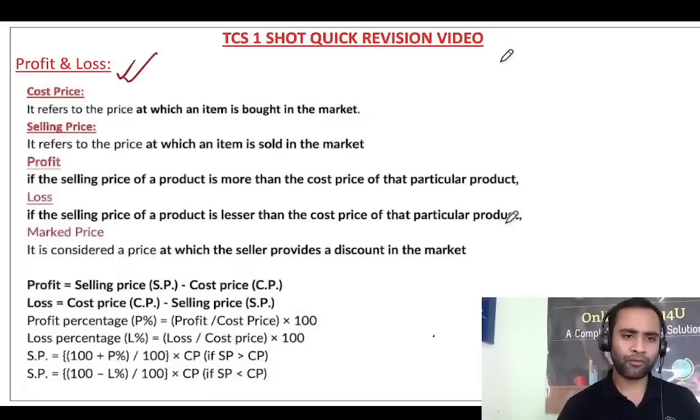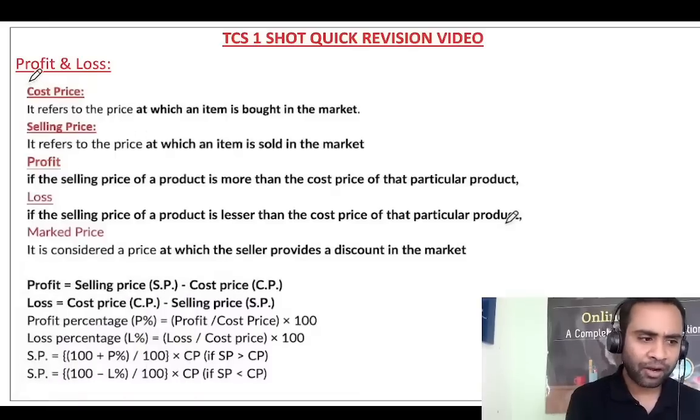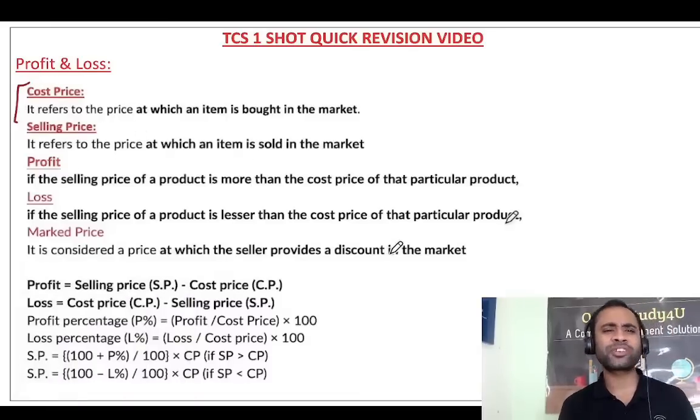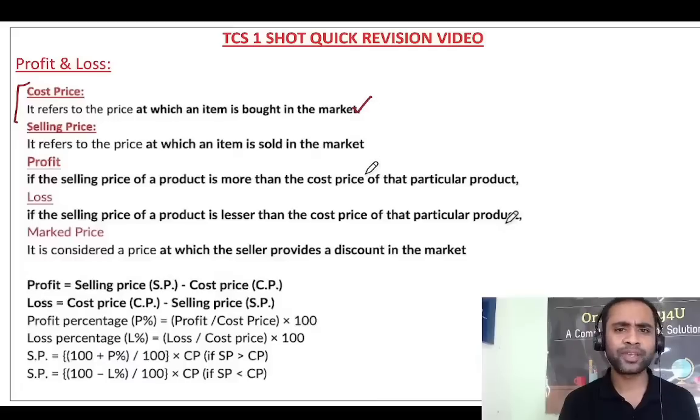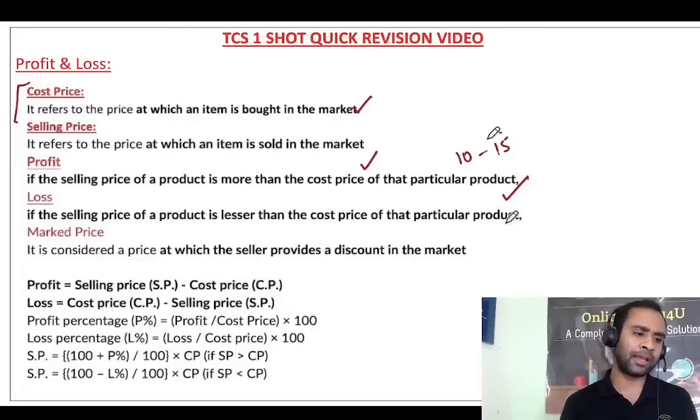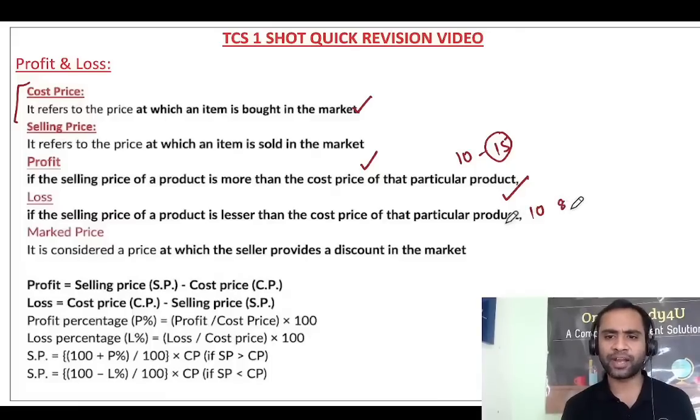Now, profit and loss. In profit and loss, we have cost price, the price at which you buy an item, and selling price, the price at which you sell an item. Profit is when your selling price is more than your cost price. You bought for 10 rupees, sold it for 15, profit. Loss: you bought for 10, sold for 8, loss.